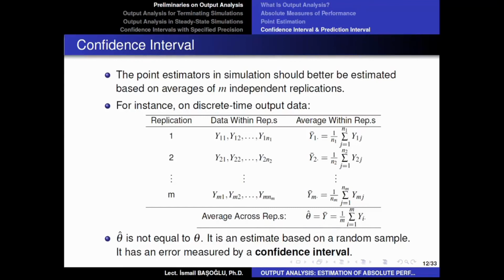So let's talk about the confidence intervals now. The point estimators in simulation should better be estimated based on averages of m independent replications. So if you want to make a nice and efficient output analysis, you do not use a single replication of a system. You use multiple replications.